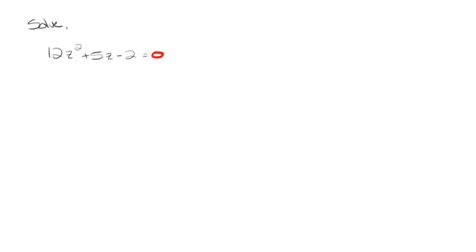So the next thing we need to do is to factor this 12z² plus 5z minus 2. I'm going to do this using the AC method, just so I can describe this. You also can use guess and check. The first thing I do is I multiply my A and C coefficients. In this case, that's negative 2 times 12 to get negative 24.